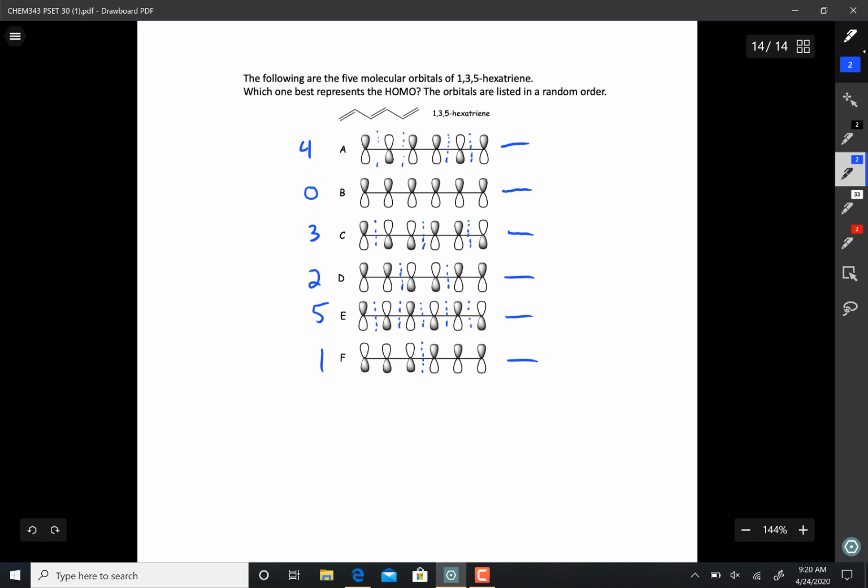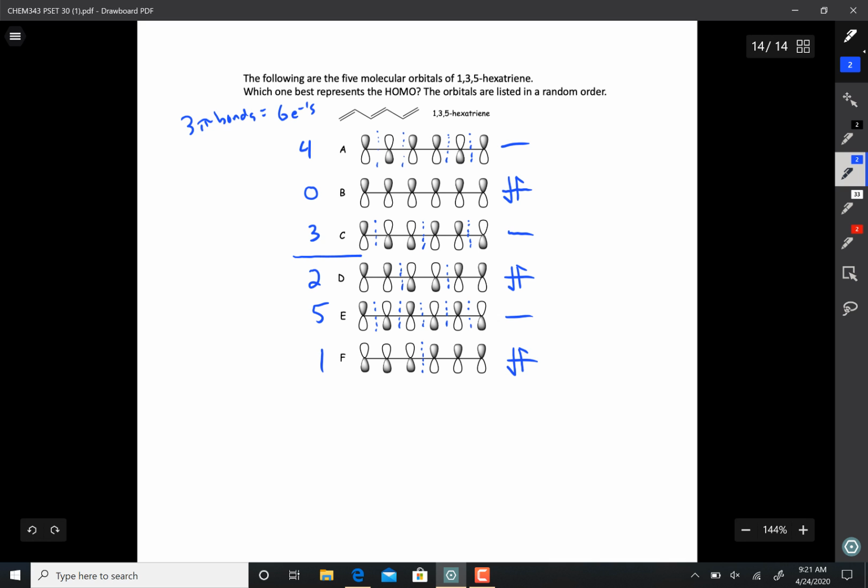Now, next thing we do is figure out how many electrons there are. 1,3,5 hexatriene has 3 pi bonds. That means we're dealing with 6 pi electrons. And so we fill them in from the lowest energy to the highest, and then on up until we used all 6 electrons. And so 0 nodes has the lowest energy, so we put 2 electrons there. 1 node has the next, 2 electrons there, so we're up to 4 electrons. And then 2 nodes is here, that's 6 electrons. And then we're out of electrons.